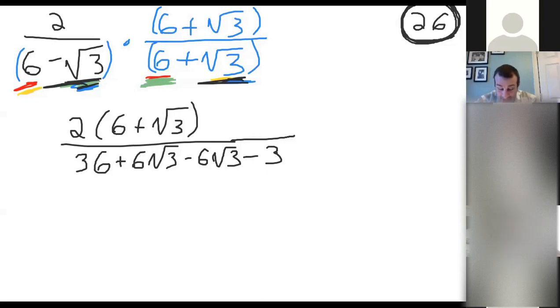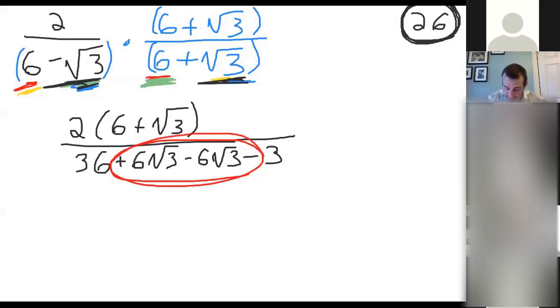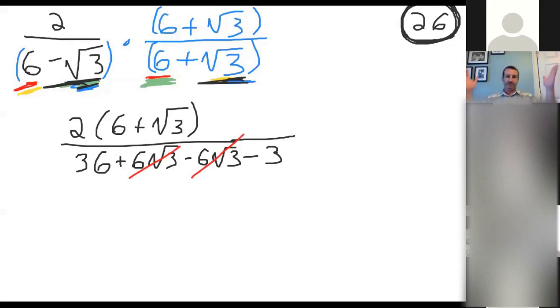Now you might say, well, wait a second, Mr. Palumbo, you still have a square root of 3 in the denominator. I do, but guess what? 6 square roots of 3 minus 6 square roots of 3. No more radicals in the denominator. So my numerator, I don't need to distribute it. You can, but I don't think you need to right now. Let's leave it like it is.